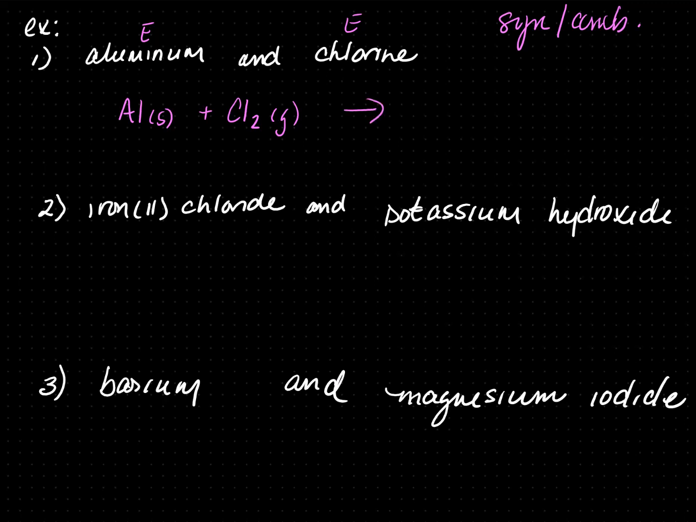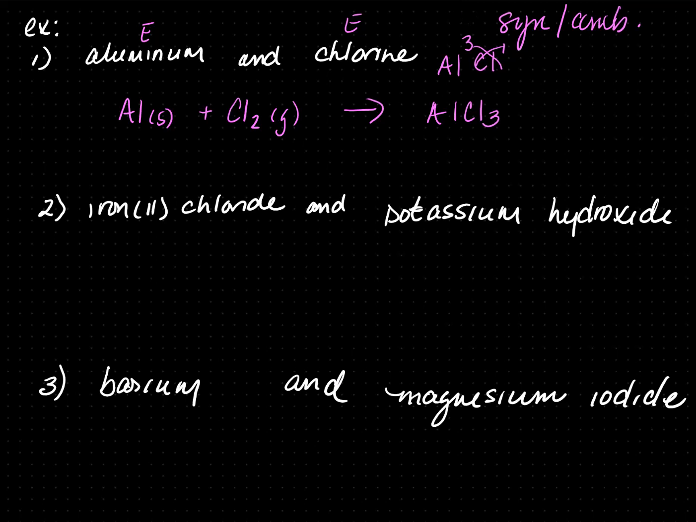Since this is a synthesis reaction, Al will combine with Cl. Since Al is a metal, this is going to be an ionic compound. So the aluminum charge is 3, Cl has a charge of 1, crisscross. So this is AlCl3. Next, we need to balance the equation.